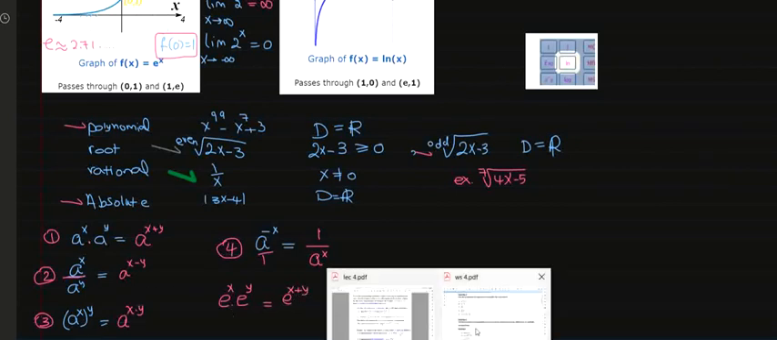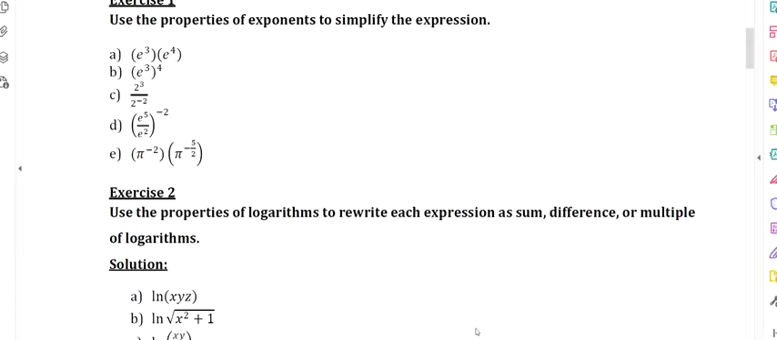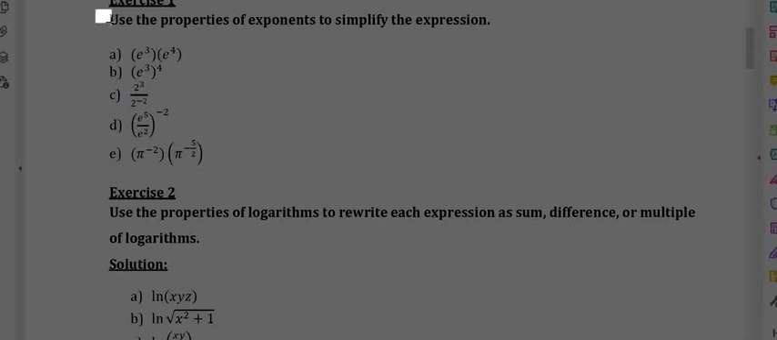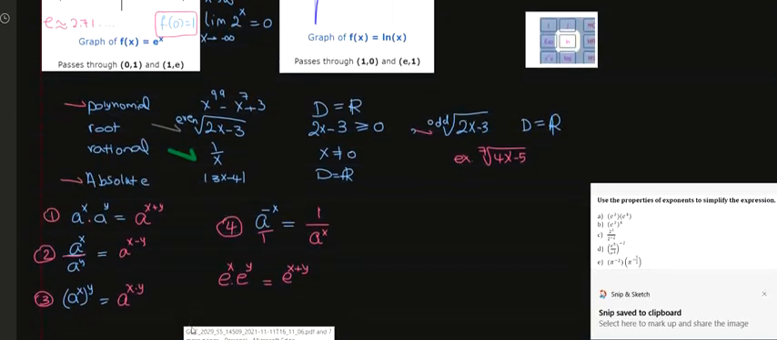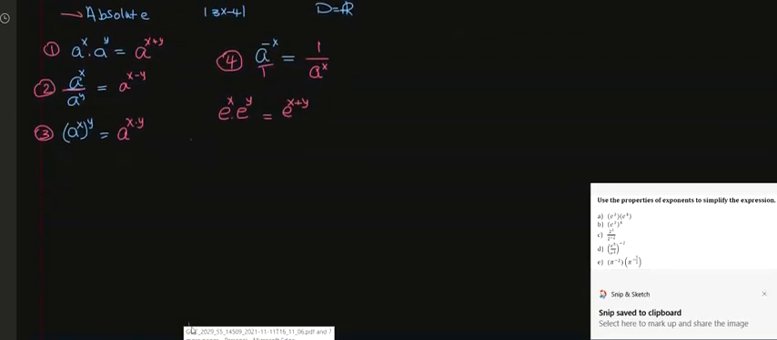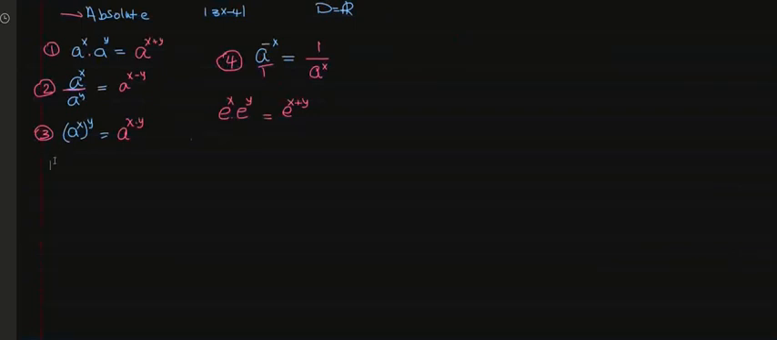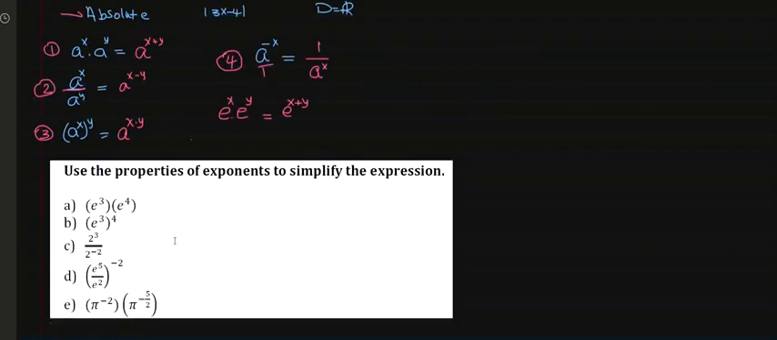Let's take the exercise here in worksheet 4. Use the properties of exponents to simplify the following expressions. Let's do this here. Okay, number 1. We have e to the power of 3 times e to the power of 4. So what can we do here? We can rewrite this into one exponential function with one base e, and the multiplication is turned to addition, so it will be e to the power of 7 here.